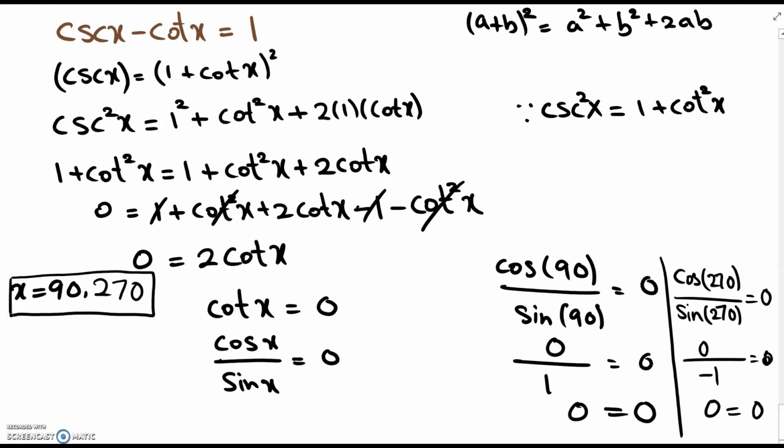If you want to verify your answer, then find these values from the calculator: cot 90 and then cot 270. If you don't have this option in the calculator, what you can do is put these values in Google. You will get your answer very easily.